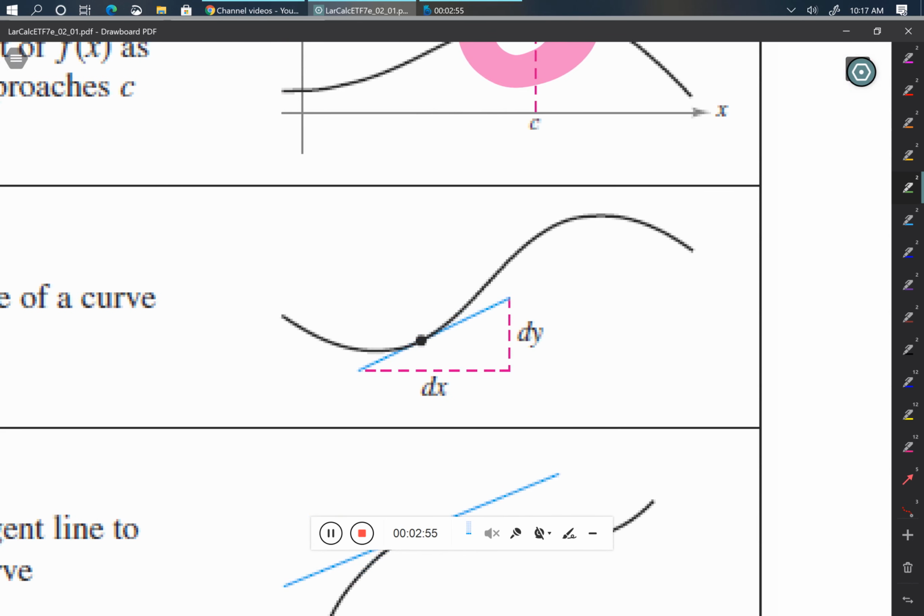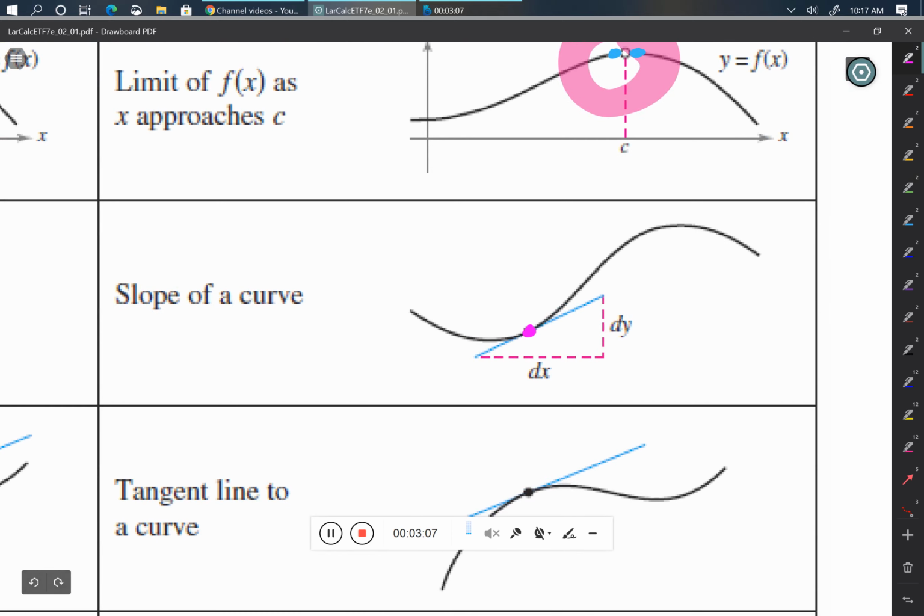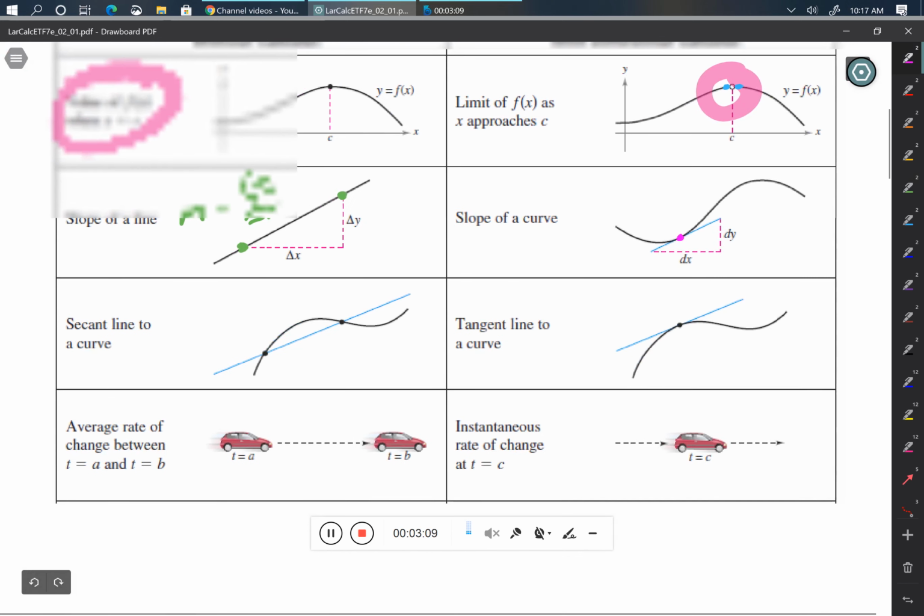In calculus, we ask a different question. We say, hey, what's the slope of this curve? But we only give you 1 point. And so how do we find the slope of something if our knowledge of slope requires 2 points, but calculus only gives us 1 point? And so we're going to take a look at how to do that and find techniques for doing that.